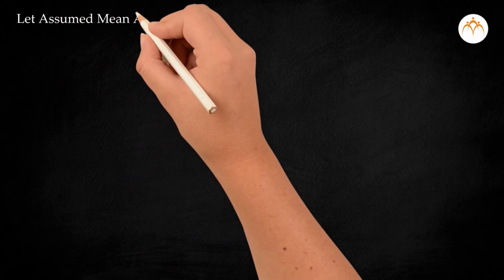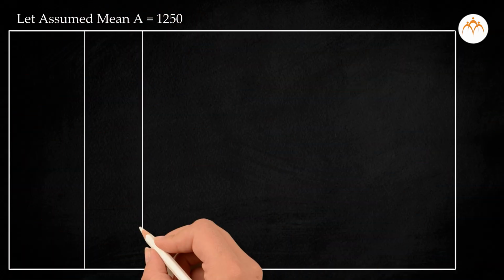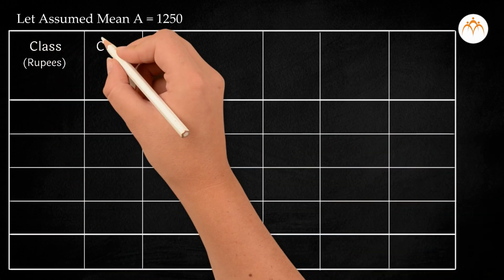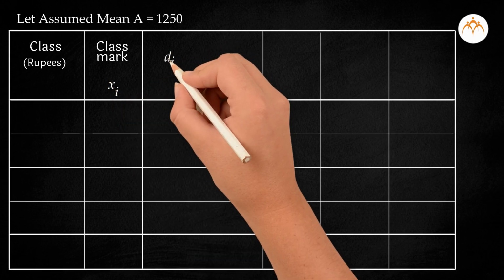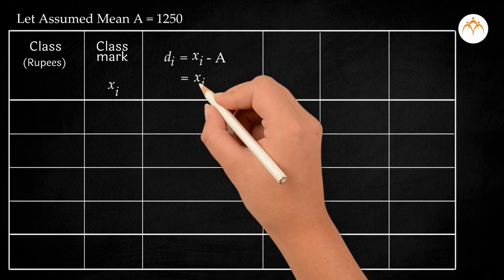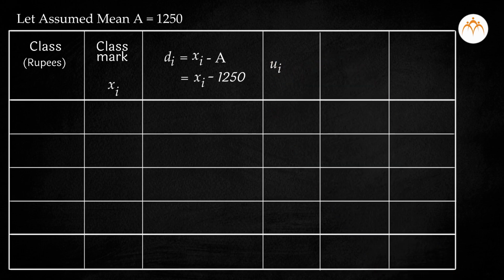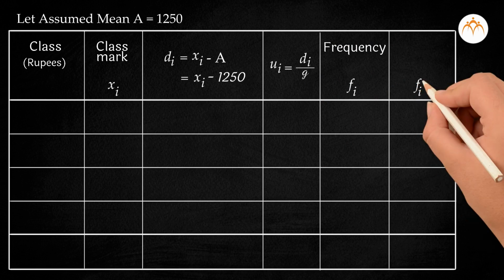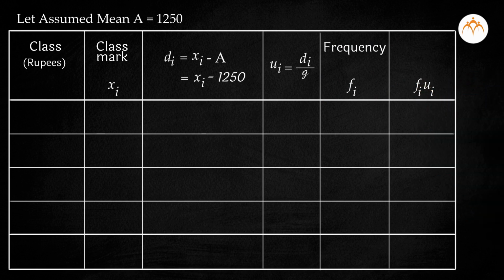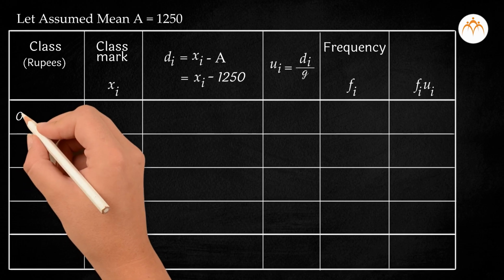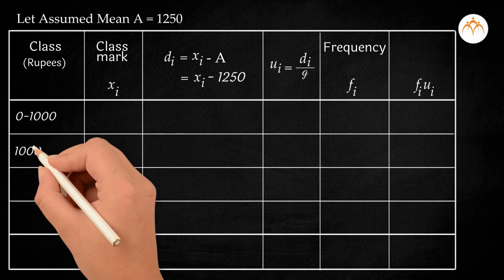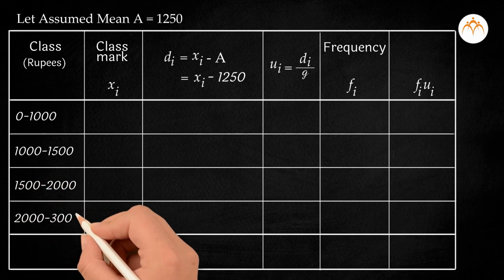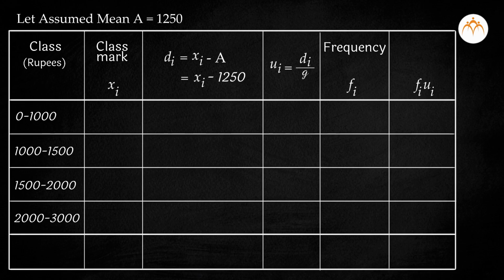Solution: let assumed mean A is equal to 1250. Let's write down all the values in the table. Class values are mentioned in rupees. Class mark xi. di is equal to xi minus A, that is xi minus 1250. ui is equal to di divided by g. Frequency, that is fi, and fiui. Let's write down all the classes. 0 to 1000, 1000 to 1500, 1500 to 2000, 2000 to 3000. Let's write down the class mark, that is xi.